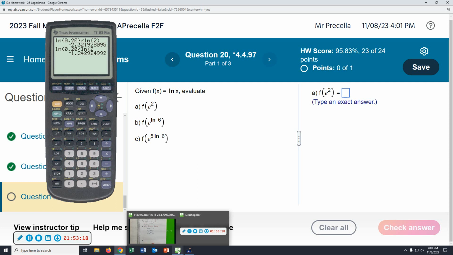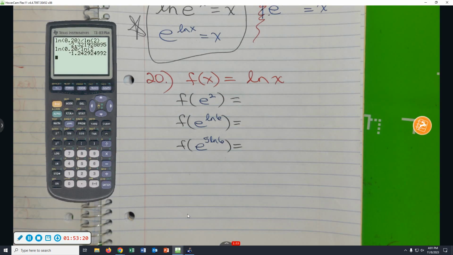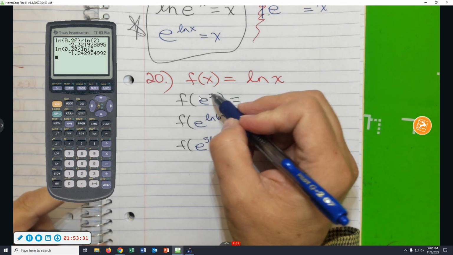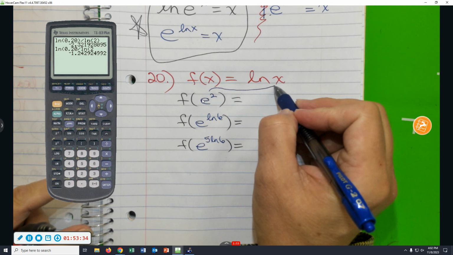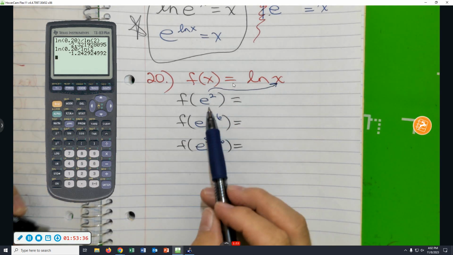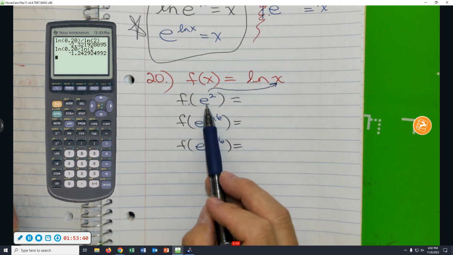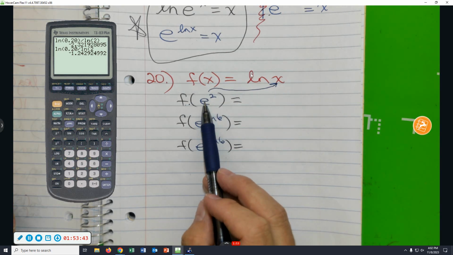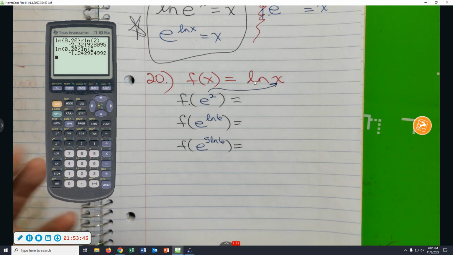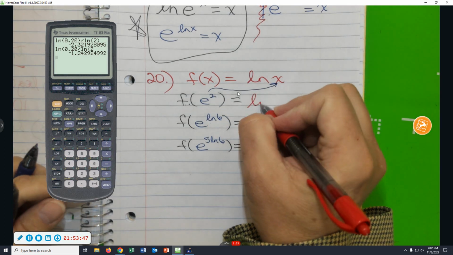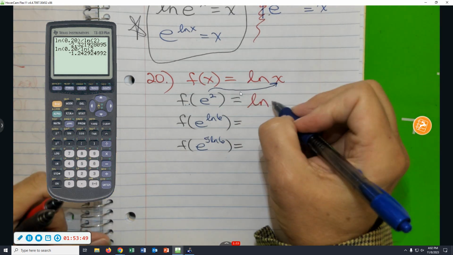Well, it requires that y'all remember something. With function notation, whatever's in the parentheses, you plug in for x. Draw the little arrow. Oh, yeah, I've got to draw the universal arrow. So this says, go to your function f, and wherever you see a variable, plug in what's in the parentheses. So we're going to plug in the e squared in place of that x. So we're going to have an ln e squared.